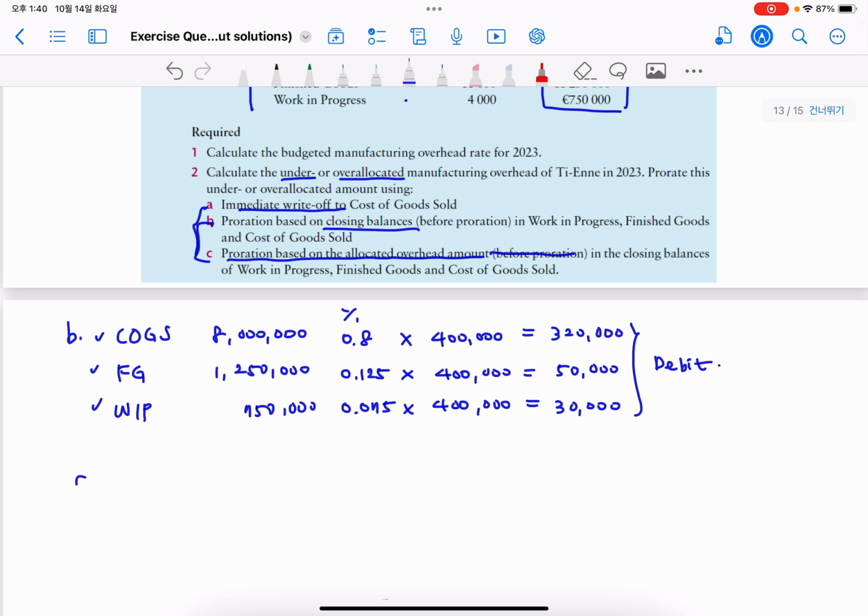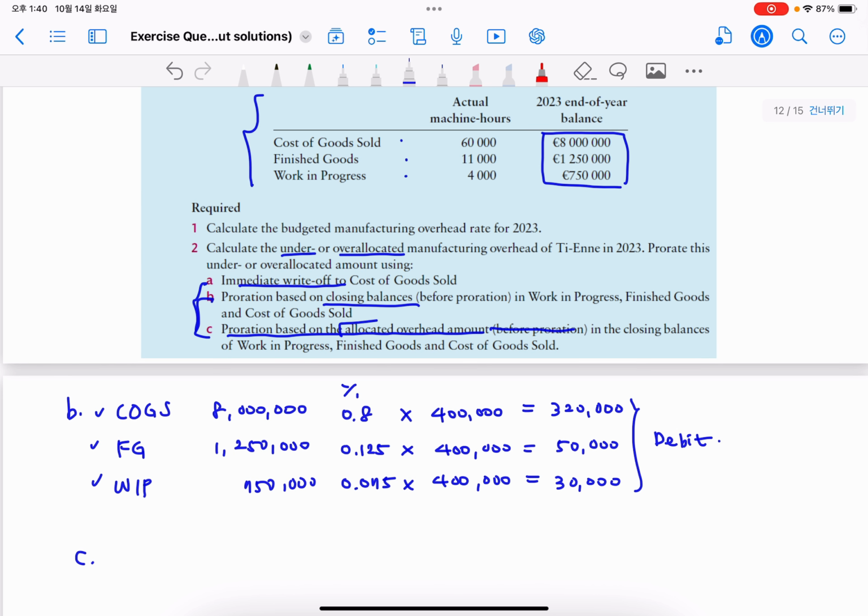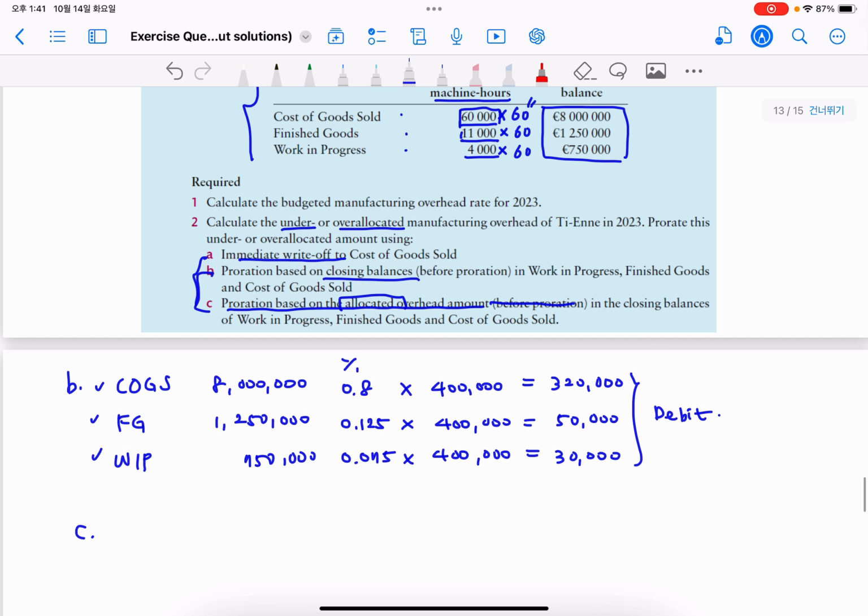How about proration based on the allocated overhead amount? Recall that the allocation is based on the machine hours, right? So more strictly speaking, we have to allocate by multiplying by 60 euro per MH. But here, all we need is the ratio of each account. So we don't really need to know the final allocated amount, just these machine hour numbers, right? So I'm going to bring these machine hour numbers.